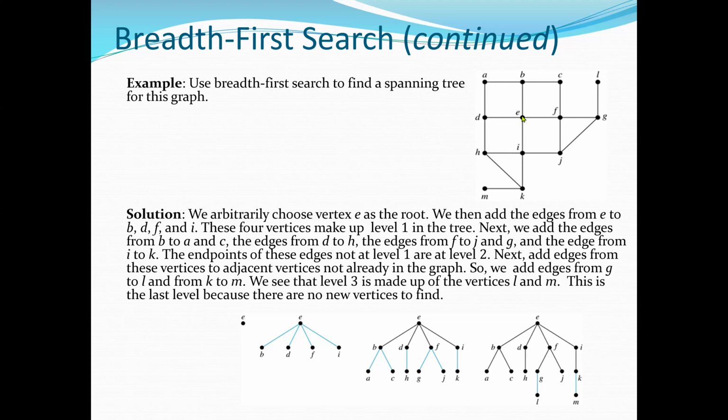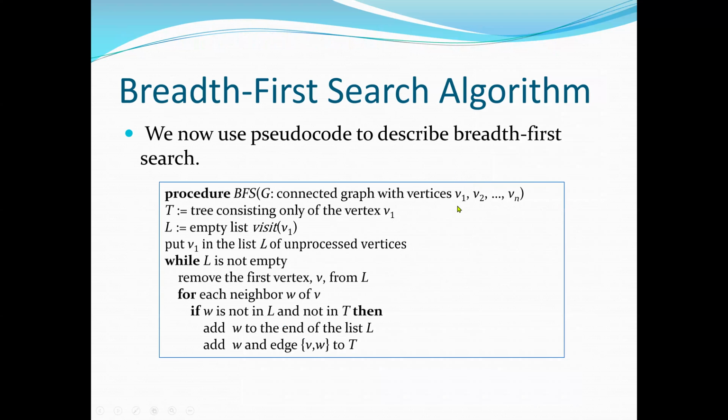I may start with E. If I'm in A, I didn't go to B yet, I didn't go to I yet, I didn't go to D, so those can be the children. And we keep going. So this is the algorithm for breadth first search. We say the procedure for breadth first search. We have our graph G, which is connected, with vertices starting from V1.